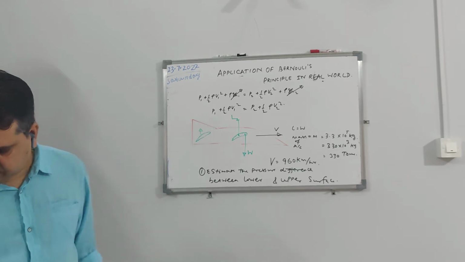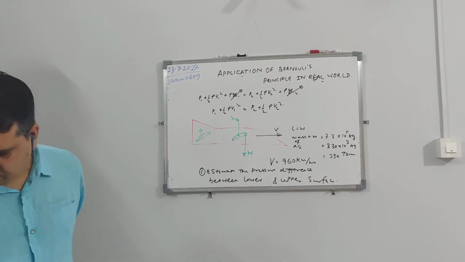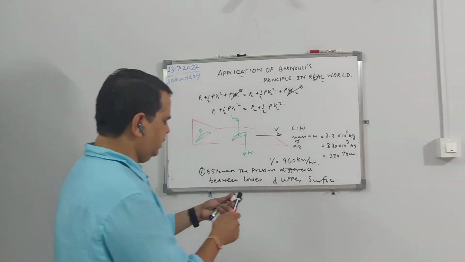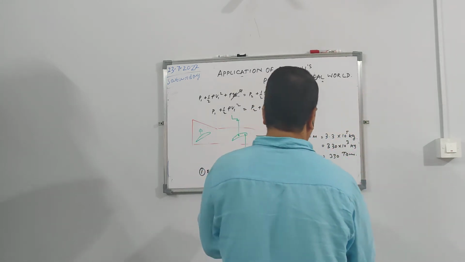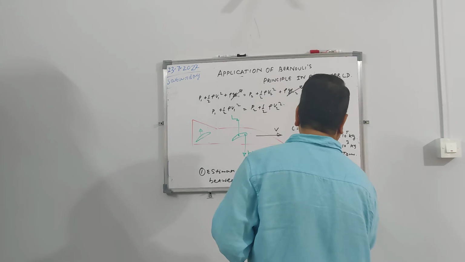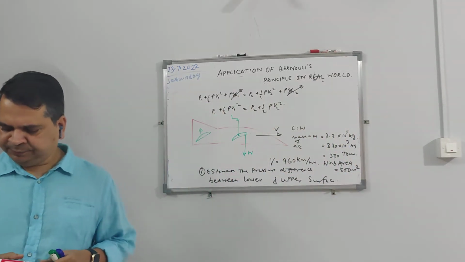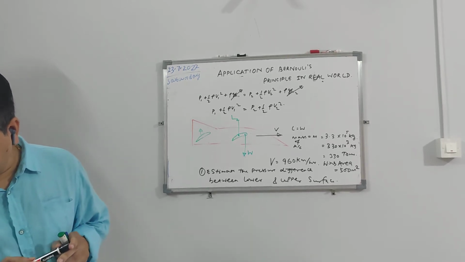In this case, another input is given: the surface area of the wing. The wing area is 500 meters square. So another input that is given is the wing area, which is equal to 500 meters square. Your speed is given, your wing area is given.